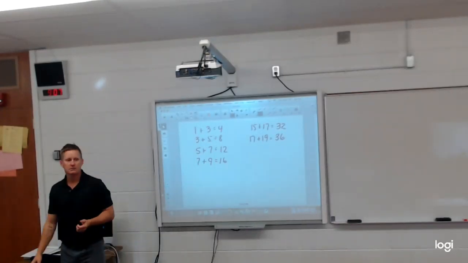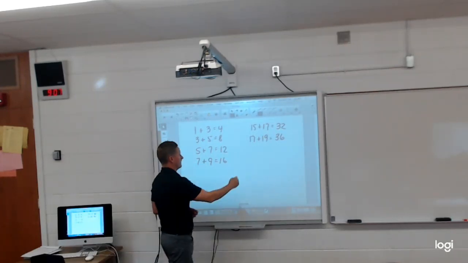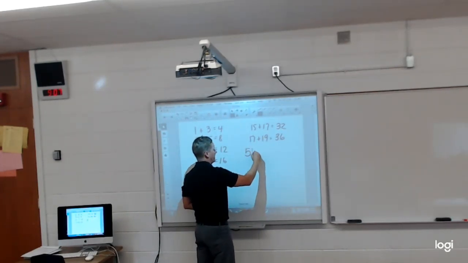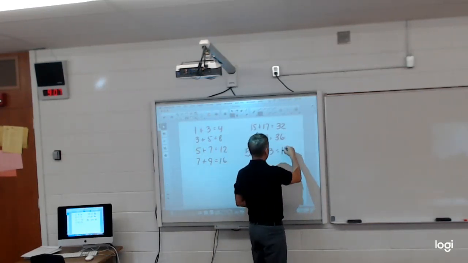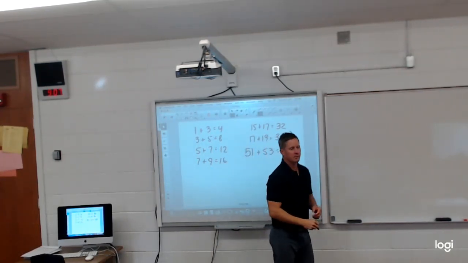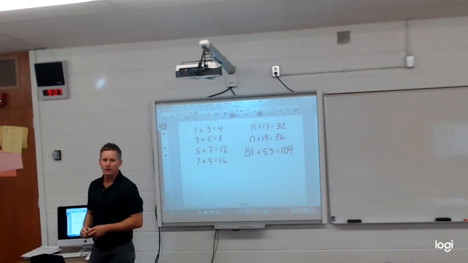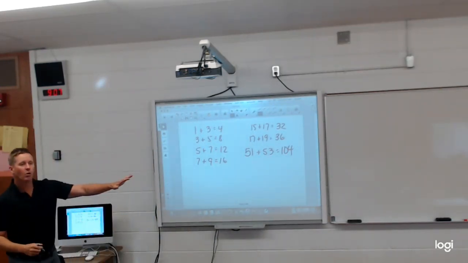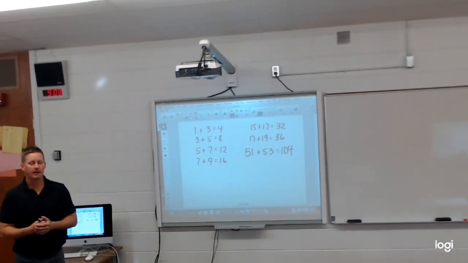Anybody else? 51 and 53? What is that? 104. Is that divisible by 4? Yeah. So it seems to work every single time, doesn't it? So my conjecture holds up. The thing is, can you disprove this conjecture? Probably not.